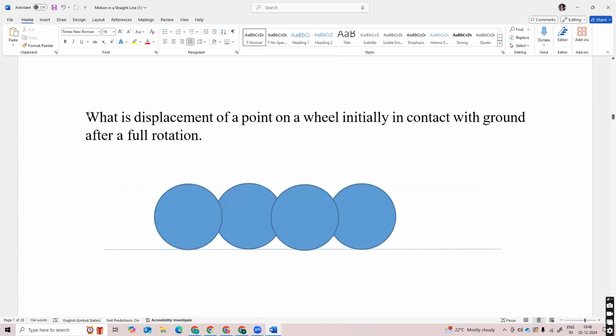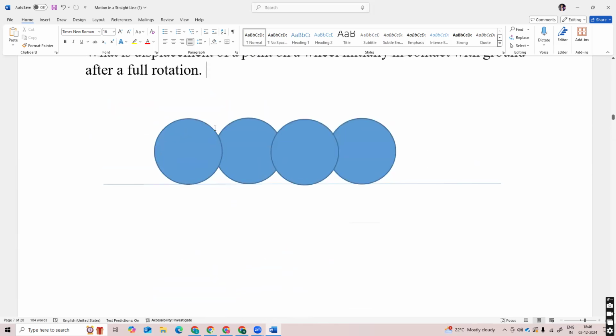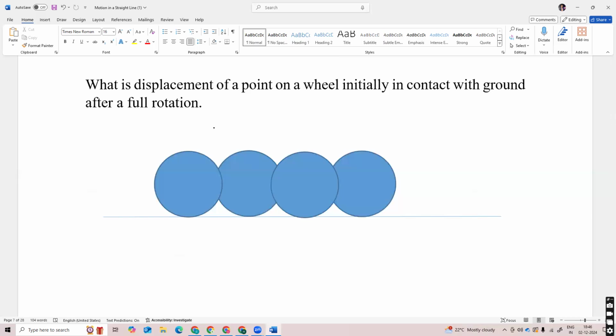Okay, so we will take this, which is also one of the most common questions that comes in the exam. This is the tire of a vehicle, and this is the ground. Or this is basically a wheel, let's say. The wheel is touching the ground at this point, let's say A. They will ask you to find the distance or displacement of point A when this wheel completes one complete turn while moving.